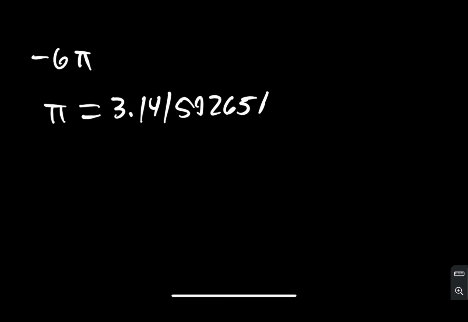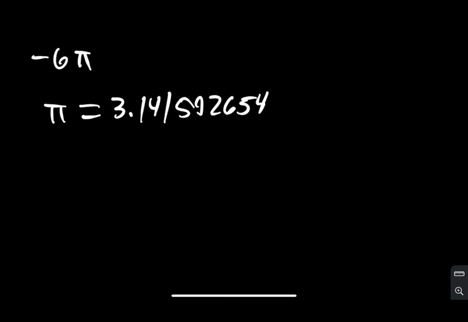Now, what about something like negative 6 pi? Pi is going to be irrational. Let me give the digits for it. Pi is going to be 3.141592654. And anytime you have an irrational number times a rational number, it's always going to give you an irrational number. So it's going to be negative 6, which is rational, times pi, which is irrational.